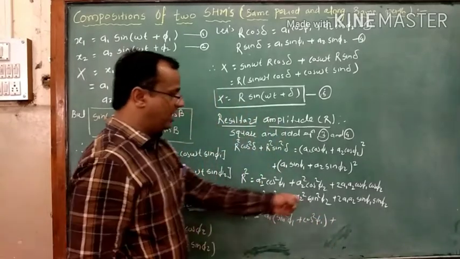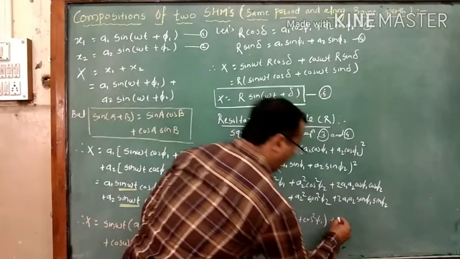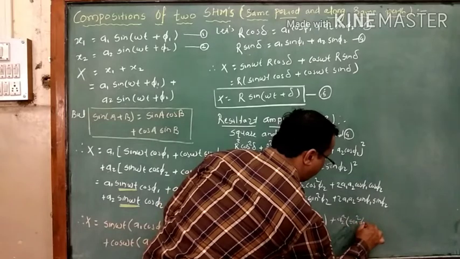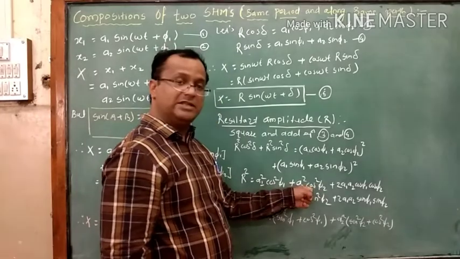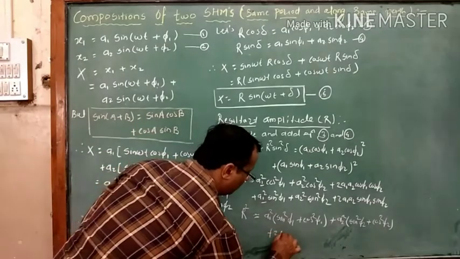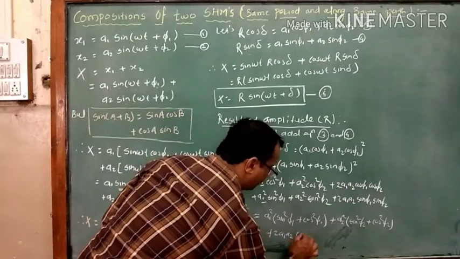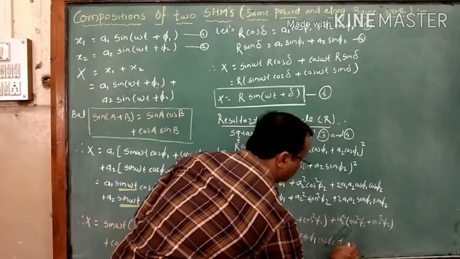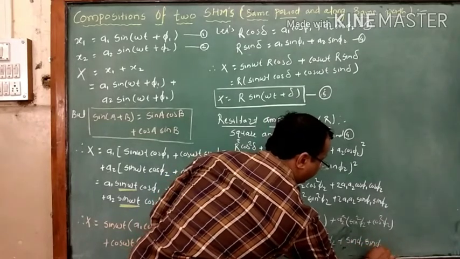Now in the second and fifth terms, a2 is common, so what you get is a2 square, and inside the bracket again sin square phi 2 plus cos square phi 2. Now this is about the second and fifth ones. Now the third and sixth ones: plus 2 a1 a2 is common, and then different terms are there: cos of phi 1 into cos of phi 2 plus sin of phi 1 into sin of phi 2.